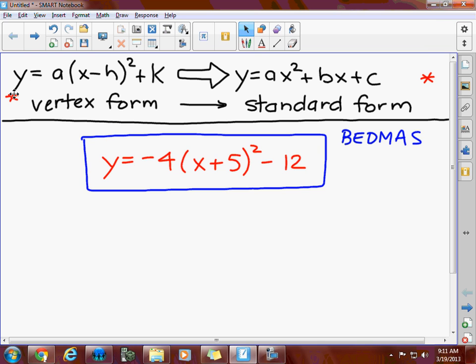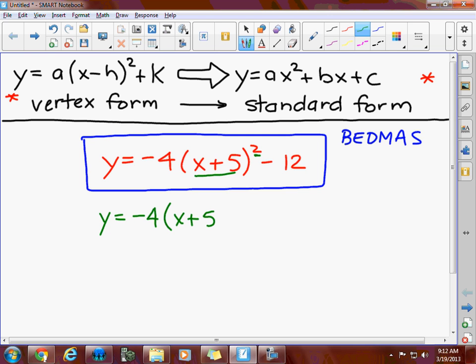So if we were to examine this, there is some stuff in the brackets, x plus 5, but there is nothing to do with it. There's nothing I can do to simplify that. So the next thing is to do the exponents. I do have an exponent of 2 on the x plus 5. What that actually means to us is that it is x plus 5 times x plus 5. That's what it is squared, and then the minus 12.